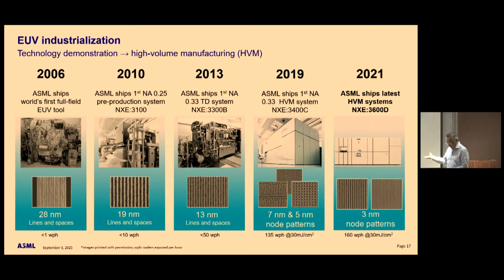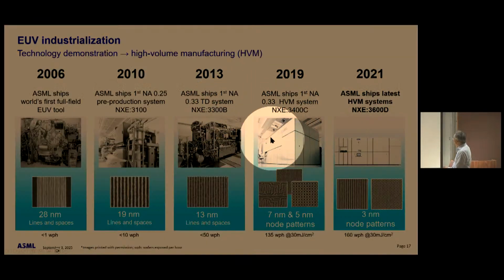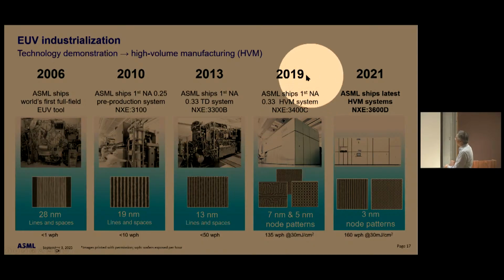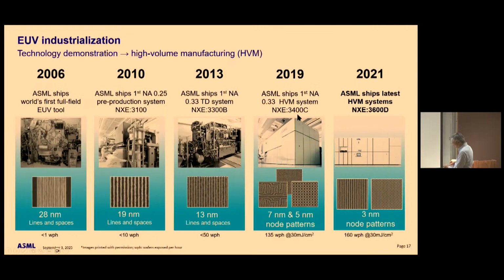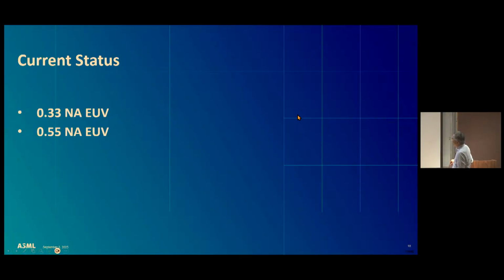All the subsequent 0.33 NA machines all use the same lens design. And then 2019, we have the 3400C, the workhorse, and then all these machines have been retired, but the 3400C is still working, and then in 2021, we came out with the 3600D. Okay, now, that was the first part. The second part is the current status. First, the 0.33 NA, which is the workhorse, and then the 0.55 NA, the next generation high NA.